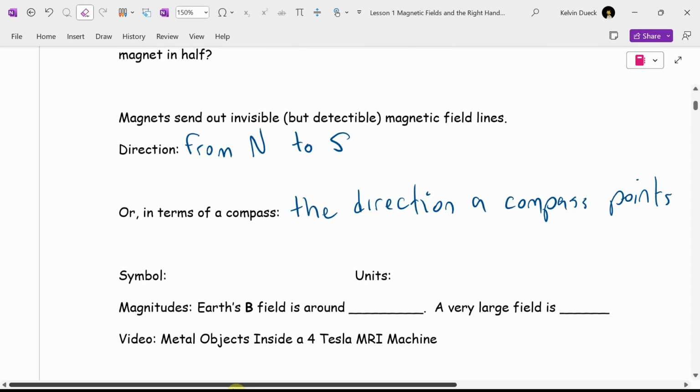What symbol do we use? What letter do we use for magnetic fields? Why can't we use M for magnetic fields? Okay, why can't we use F for fields? So we yoink a Latin word. The symbol for magnetic field is a capital letter B, and it's a vector. It has direction from north to south.